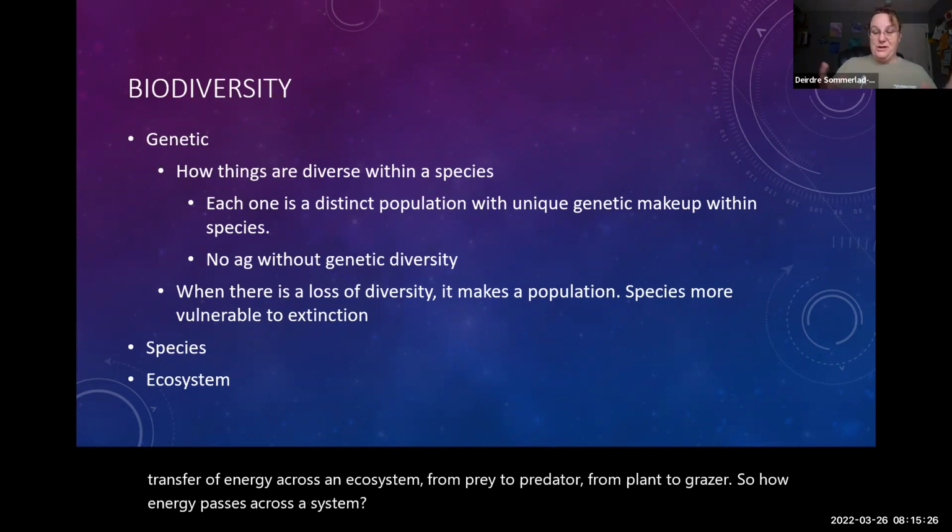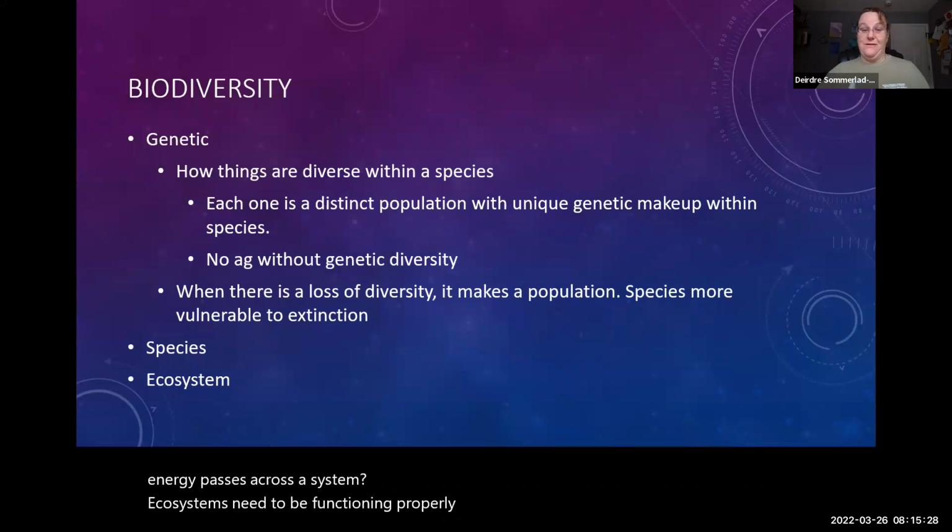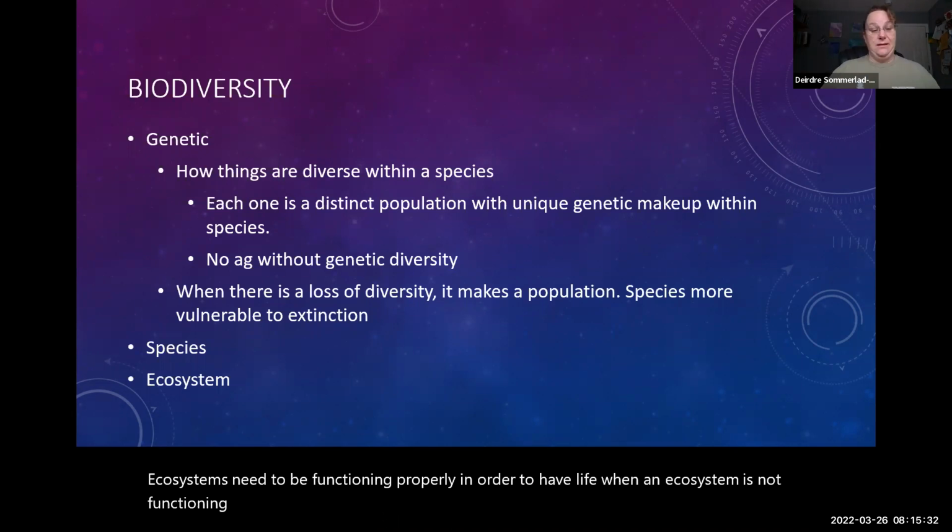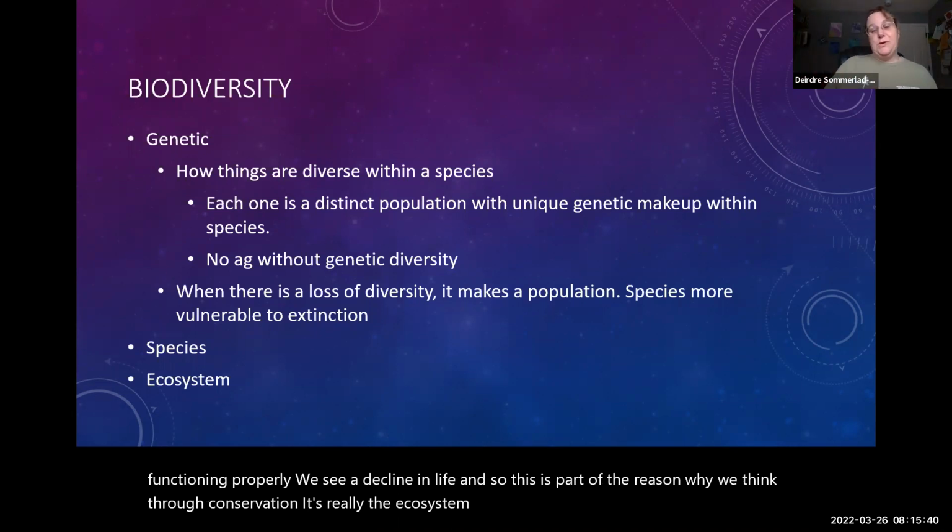Ecosystems need to be functioning properly in order to have life. When an ecosystem is not functioning properly, we see a decline in life. And so this is part of the reason why when we think through conservation, it's really the ecosystem we're saving, but we're doing it through saving a species.